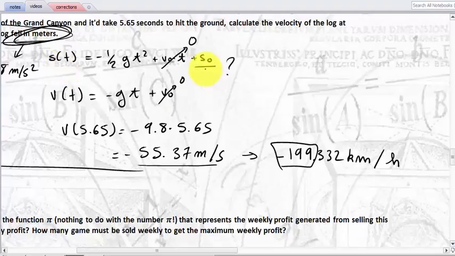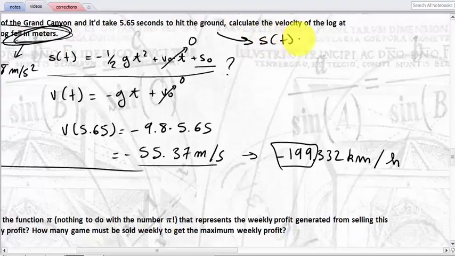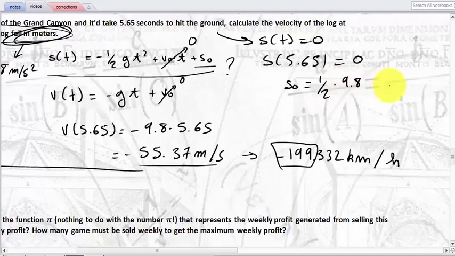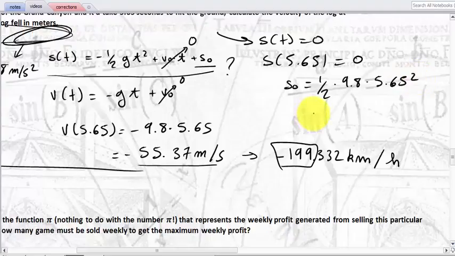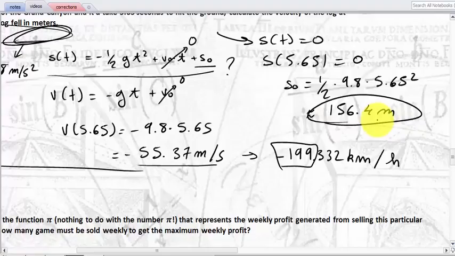So how do we do that? Well, we're just going to be using this equation right here. It takes 5.65 seconds to hit the ground. When you hit the ground, s of t is equal to 0. So here it's s of 5.65 equals 0. So that means s naught equals 1/2 of 9.8 times 5.65 squared. And if you use a calculator to type that in, you would find that it's about 156.4 meters. That's the altitude. It's pretty high that you threw the log from.